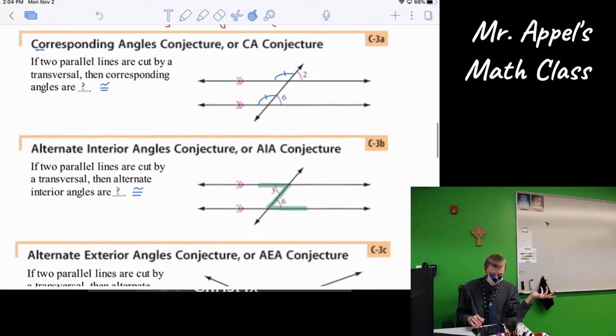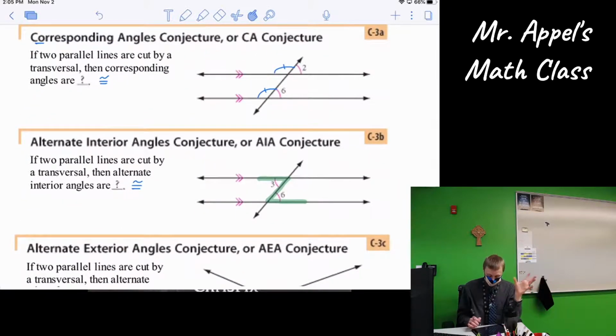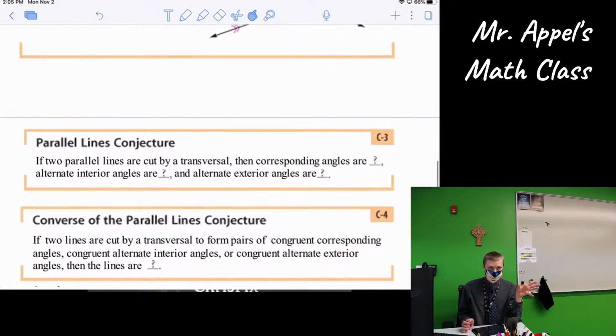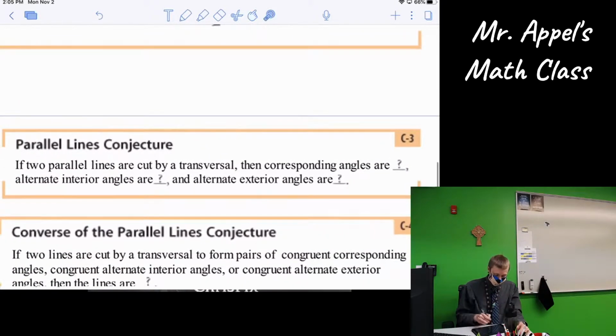Everything came up congruent. Why don't we combine this into one statement? And that's exactly what our book did. It combined parts A, B, and C and said we could just write this all as one idea. Okay? The parallel lines conjecture. Anytime you have parallel lines cut by a transversal, then the corresponding angles are congruent, the alternate interior angles are congruent, and the alternate exterior angles are congruent.